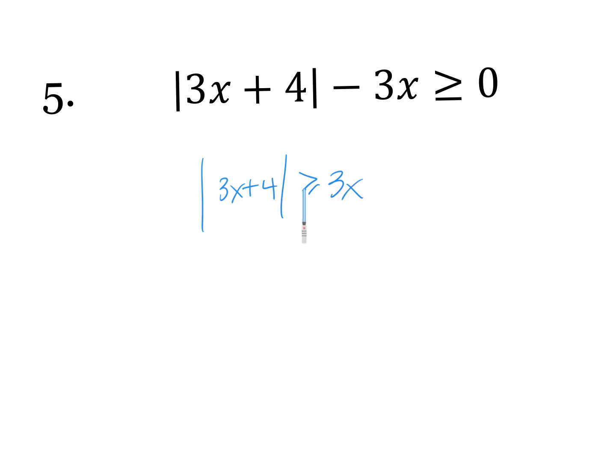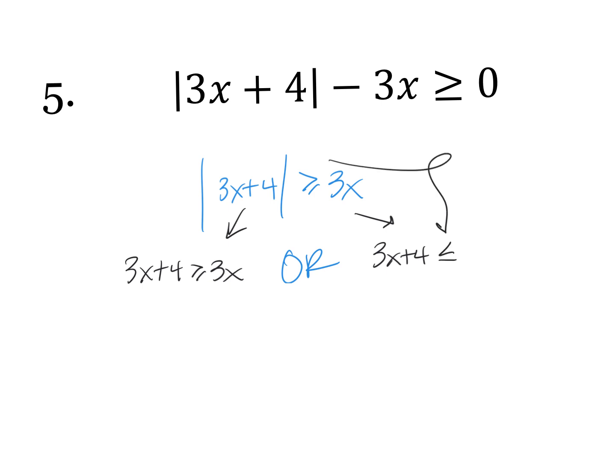What symbol is this? Greater than, right? Greater than or equal to, so we know it's going to be an "or." First one, 3x plus 4 is greater than or equal to 3x. Didn't change a thing. Second one, 3x plus 4, flip that inequality and change the 3x to a negative 3x.